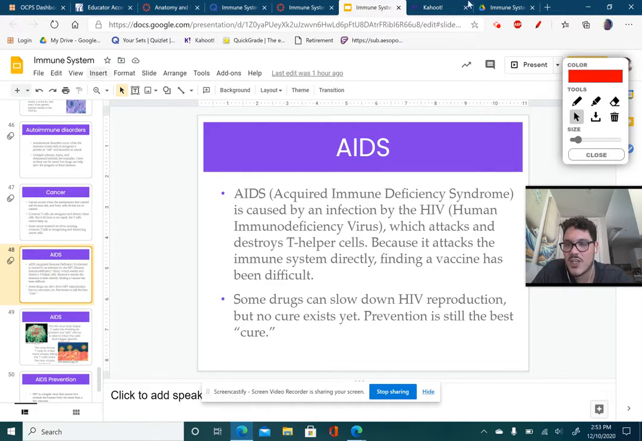Some drugs slow down HIV reproduction, but no cure exists yet. Prevention is still the best cure. The advancements with medicine with HIV have gotten really good. HIV used to be a death sentence. Nowadays, you can live with HIV comfortably as long as you understand what you're dealing with and the medication that you're taking.